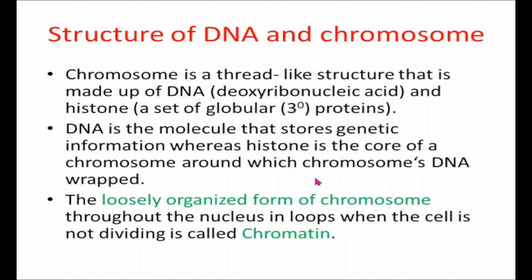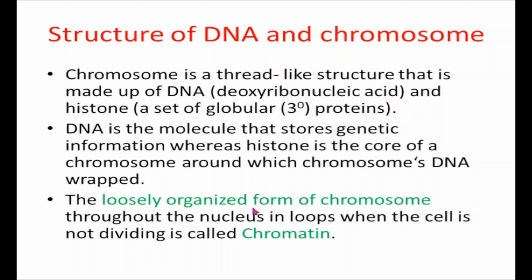These histones are the tertiary kind of proteins. There are 4 levels of protein structure: primary, secondary, tertiary, and quaternary. The histones are the tertiary kind of proteins. Most of the proteins, the functional proteins, are the tertiary kind.